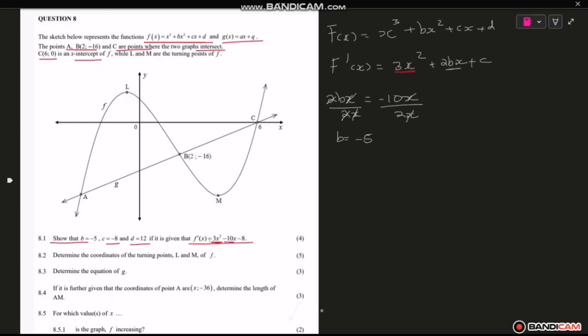We are done. Then for us to show c, you know that the derivative, since it's c there, it's equal to negative 8. That's negative 8. They correspond with the derivative we are given. Then for us to find the value of d, they want us to show that d equals 12. Let's try to do this.